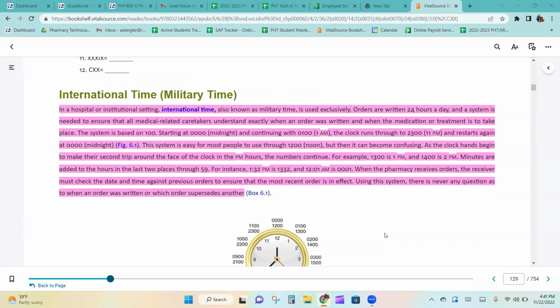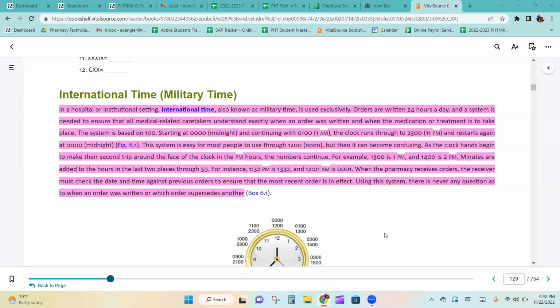This system is easy for most people to use through noon, but then it can become confusing as the clock hands begin to make their second trip around the face of the clock in the PM hours. The numbers continue. For example, 1200 is noon, 1300 is 1, 1400 is 2, 1500 is 3, and so on and so forth, up until midnight. Minutes are added to the hours in the last 2 places through 59. For instance, 1:32 p.m. is 1332 and 12:01 a.m.